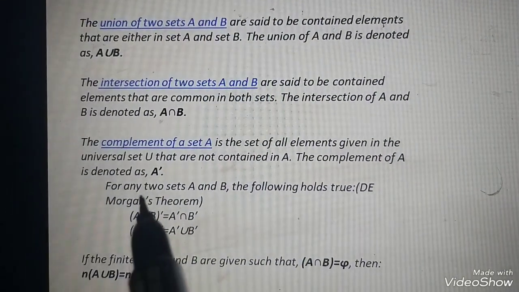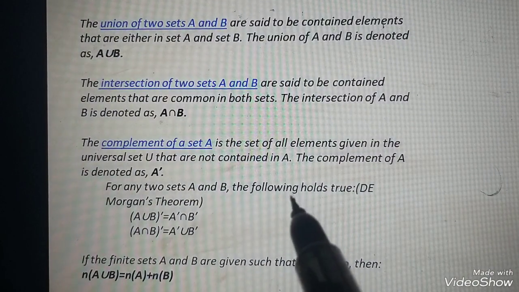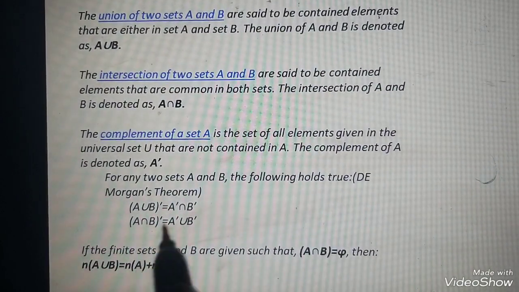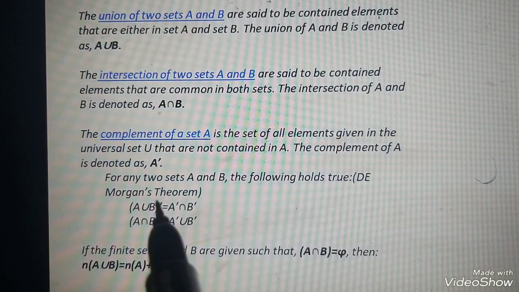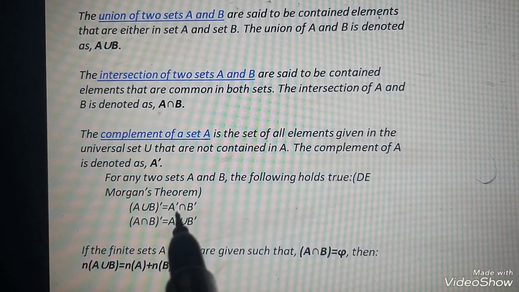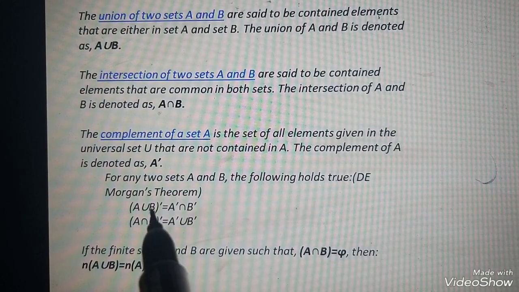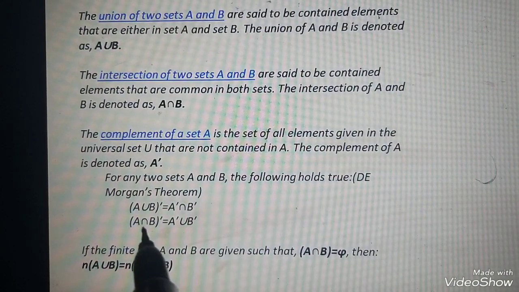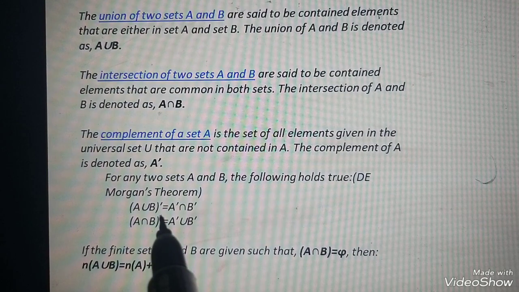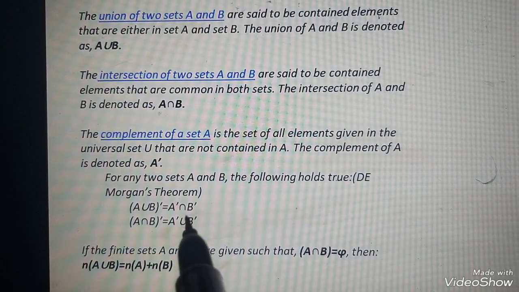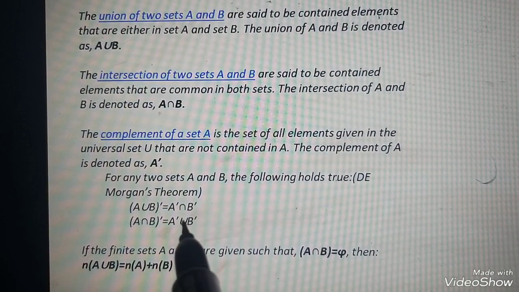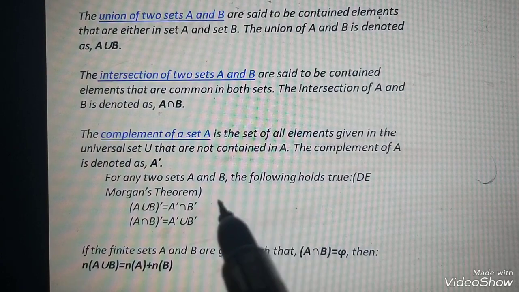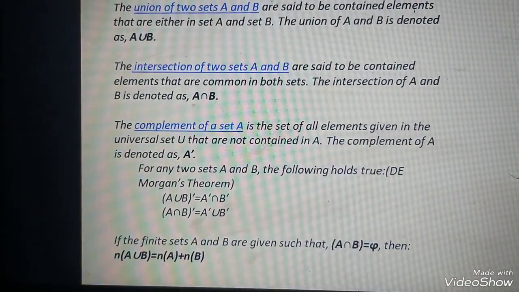For any two sets A and B, the following holds true. De Morgan's theorem: what is De Morgan's theorem? (A union B) complement is equal to A complement intersection B complement. If (A intersection B) complement is given, we use the union symbol: A complement union B complement. This is De Morgan's theorem, children.